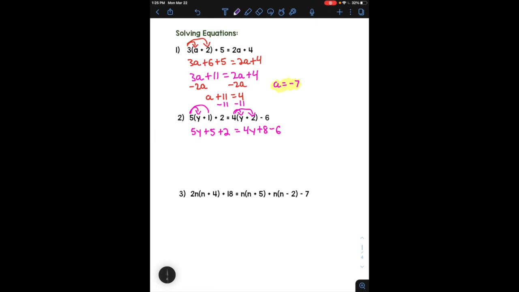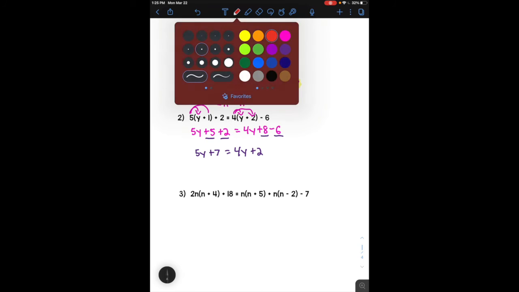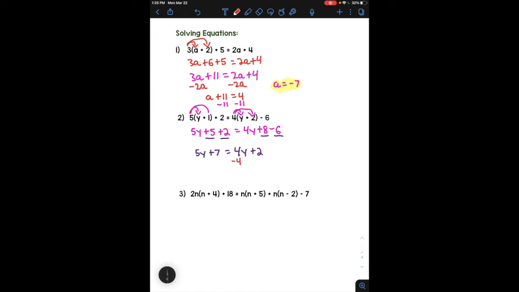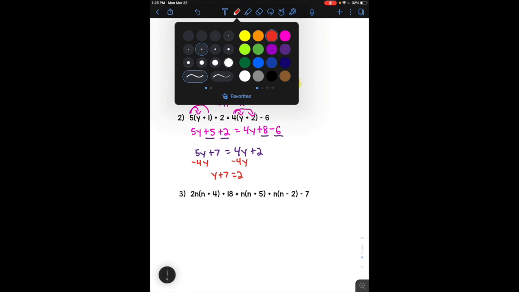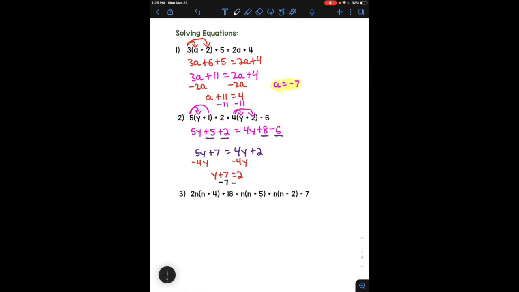We could simplify both sides of the equations by combining like terms. On the left side, we end up with 5y plus 7, 5 plus 2 is 7, equals 4y plus 2, 8 minus 6 is 2. Like the previous problem, there's a variable on both sides in which we're going to subtract one of them. I would go about this by subtracting 4y on both sides, leaving us with y plus 7 equals 2. And lastly, subtracting 7 on both sides to get our solution, y equals -5.